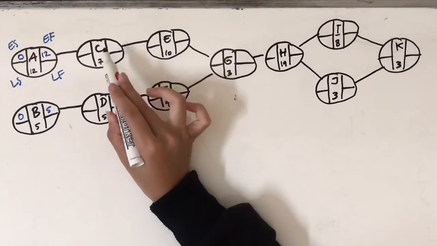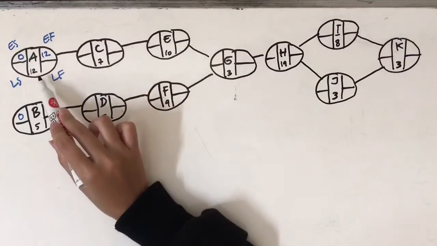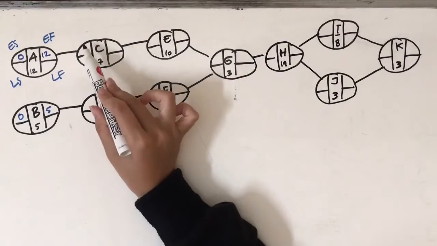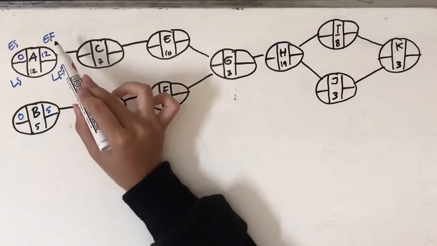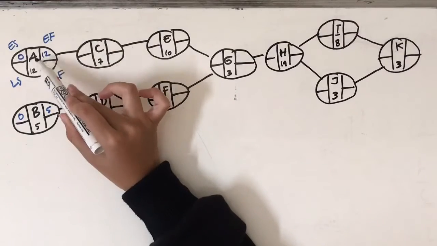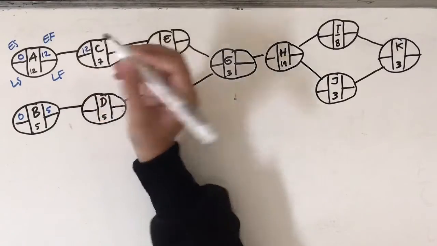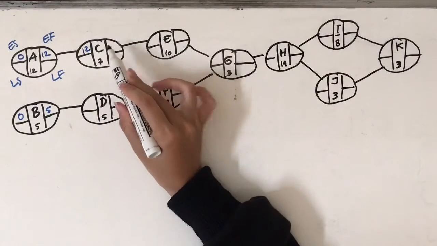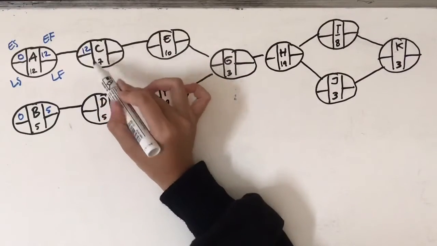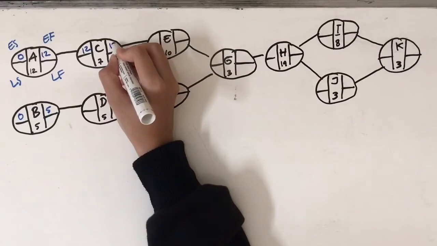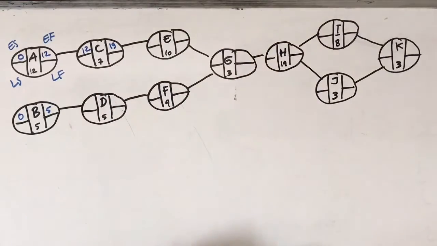Continue to activity C. The earliest start is 12 days because its predecessor is only A, and the earliest finish of activity A is 12 days. For the earliest finish, we get it from the earliest start, which is 12, plus the activity time, which is 7 days. So the EF for C is at day 19. And then we do the same for the rest of the activities.